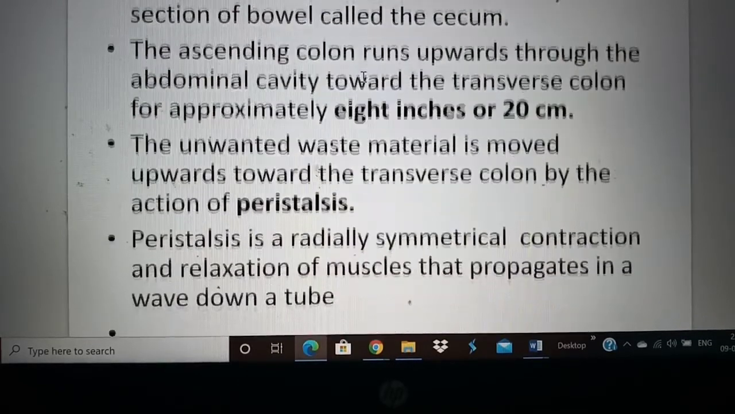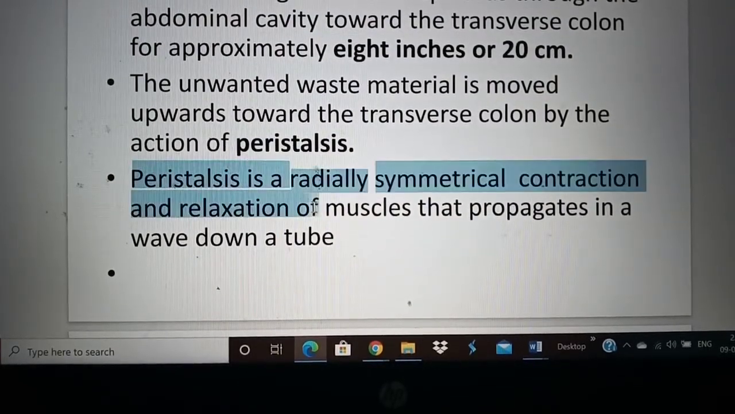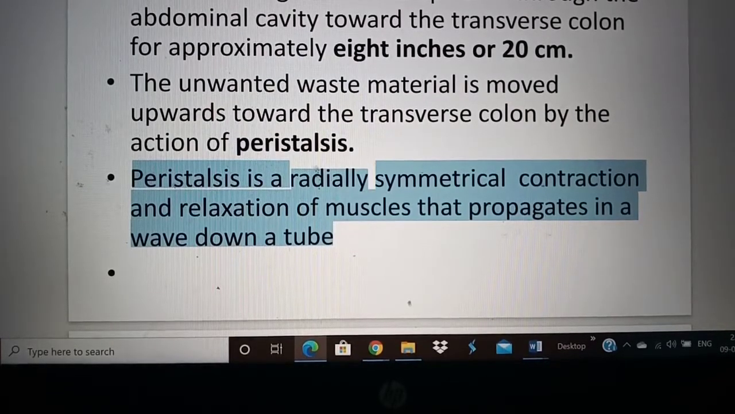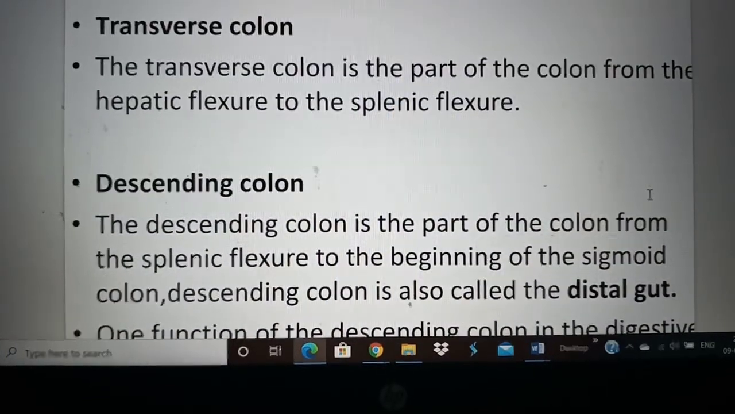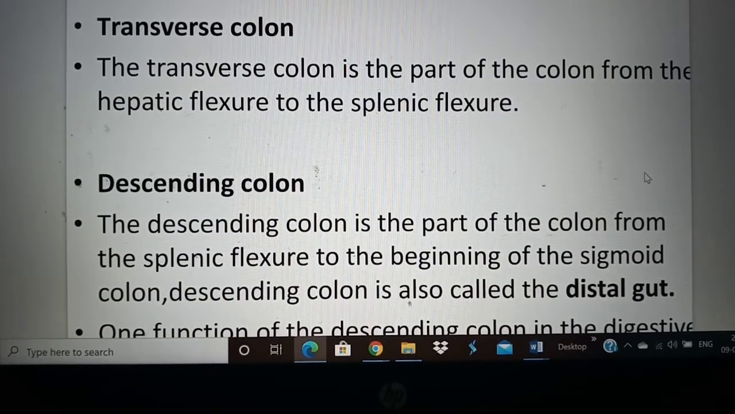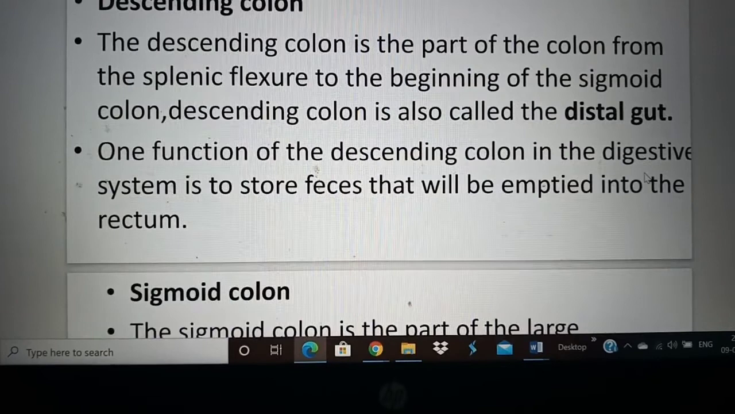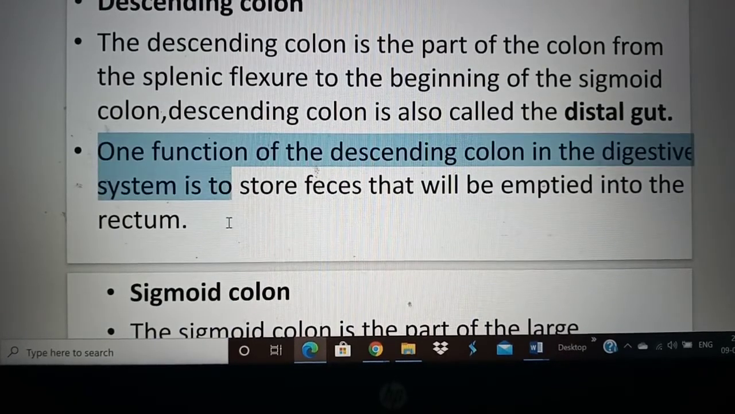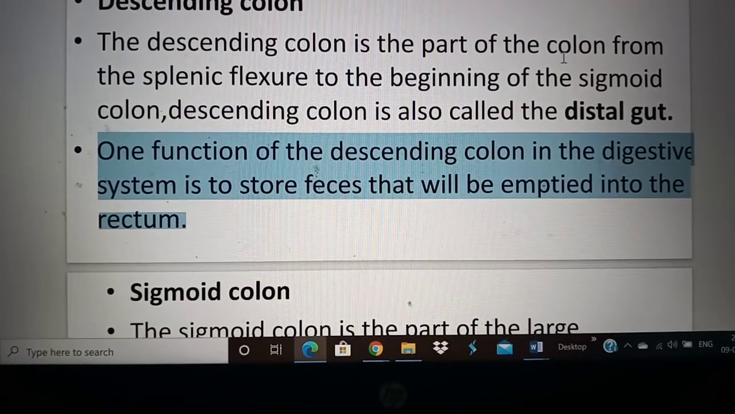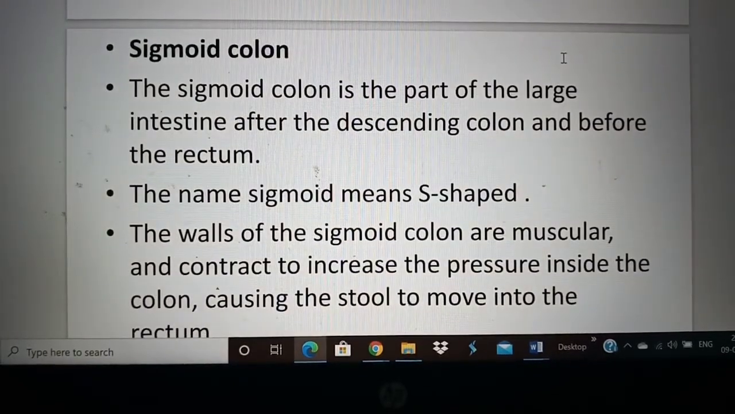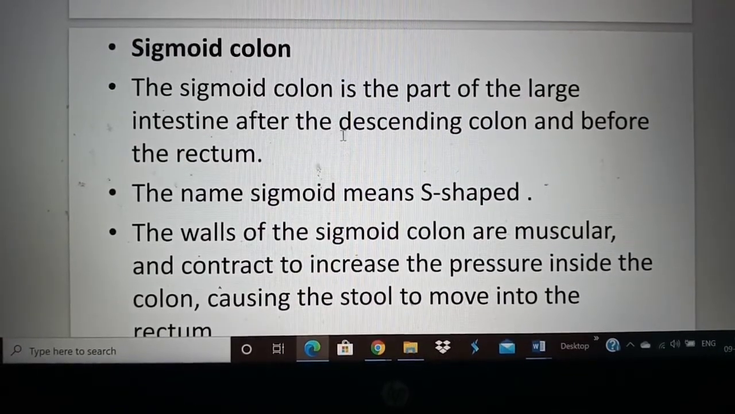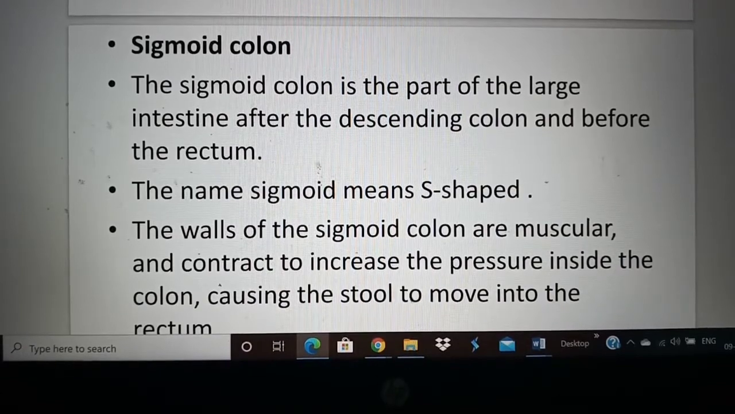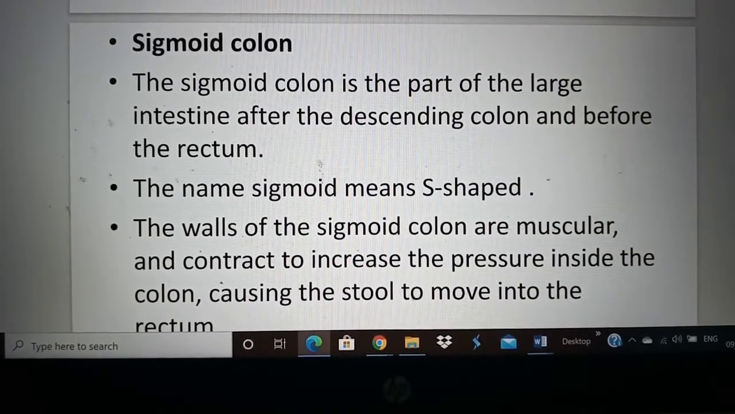Peristalsis is a radially symmetrical contraction and relaxation of muscles. By this, the food gets propagated in a wave-like form down the tube. The descending colon is also called the distal gut. One function of the descending colon is to store the feces that will be emptied into the rectum. The sigmoid colon is S-shaped and the walls are muscular. They contract to increase the pressure inside the colon, causing the stool to move into the rectum.